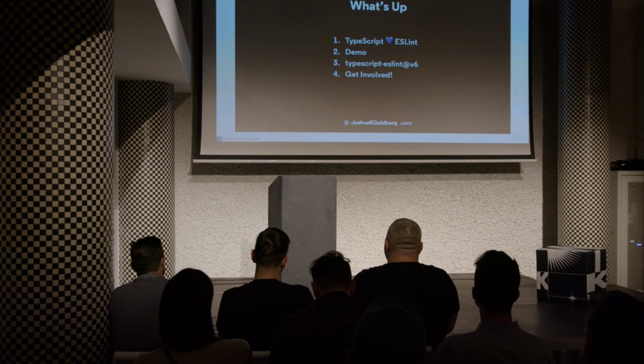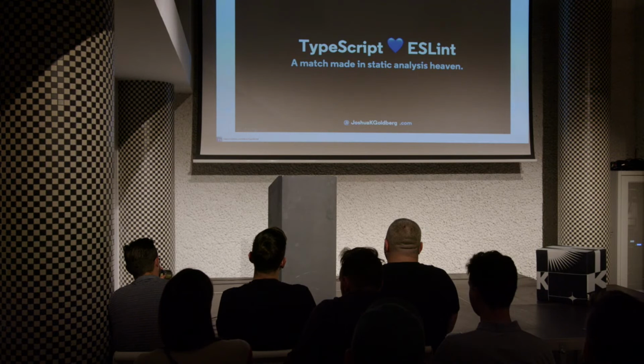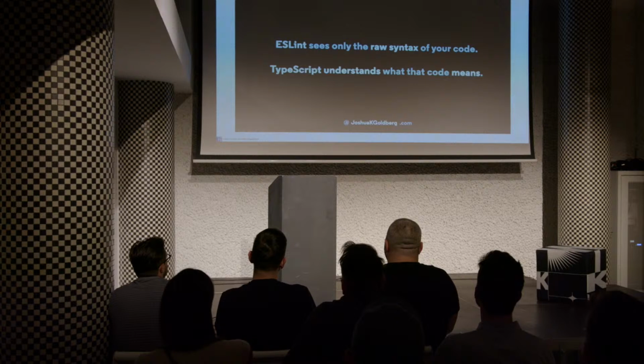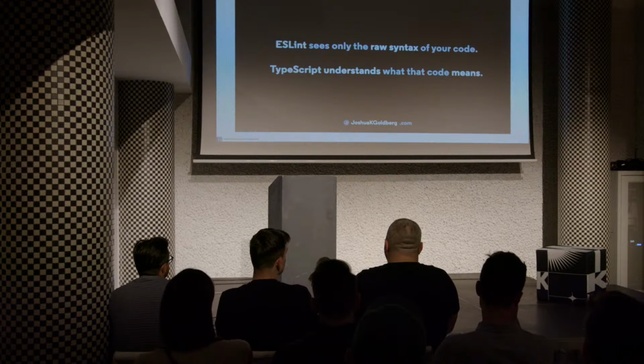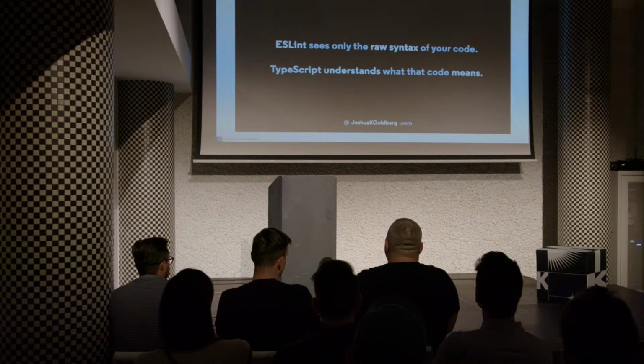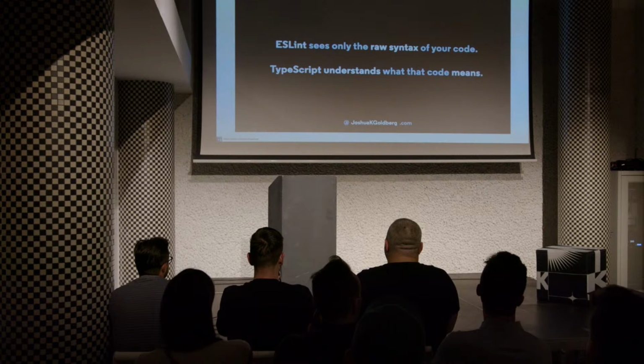TypeScript ESLint. This is a match made in static analysis heaven, is the phrasing I like to use. The difference between the two tools is subtle but important. ESLint is a tool that only looks at the raw syntax of your code. It looks at your variables, functions, whatevers, and complains to you when it detects something wrong. Like if you say create a variable and then never use it, or if your project naming conventions say to use one naming convention and then you actually name it in another. But ESLint only understands the raw syntax. It doesn't understand the types behind your code.